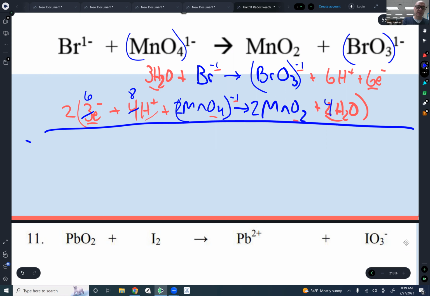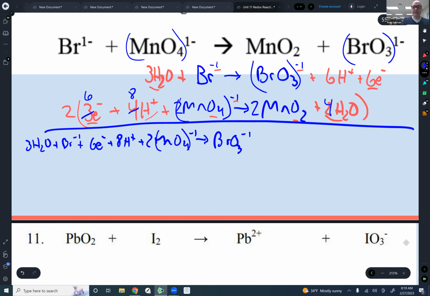So I can write everything down. 3H2O plus Br -1 plus 6 electrons plus 8 hydrogens plus 2 permanganates produces bromate plus 6 hydrogens plus 6 electrons plus 2 manganese dioxides plus 4 waters.